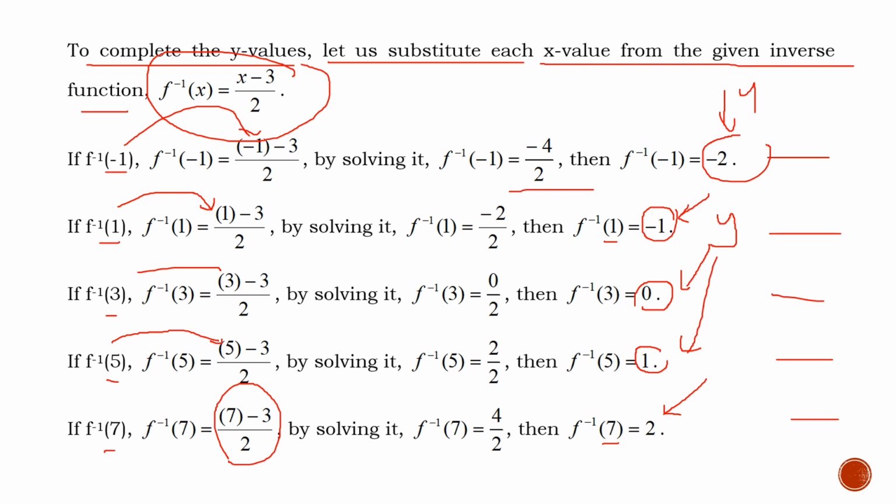So we just simply swap the position or values of your x and y from your original function going to your inverse function. So whatever your domain in your original, that will be your range in your inverse function. So whatever your range in your original function, that will be your domain in your inverse function. In this case, these computed values of y are automatically your domain in your original function.